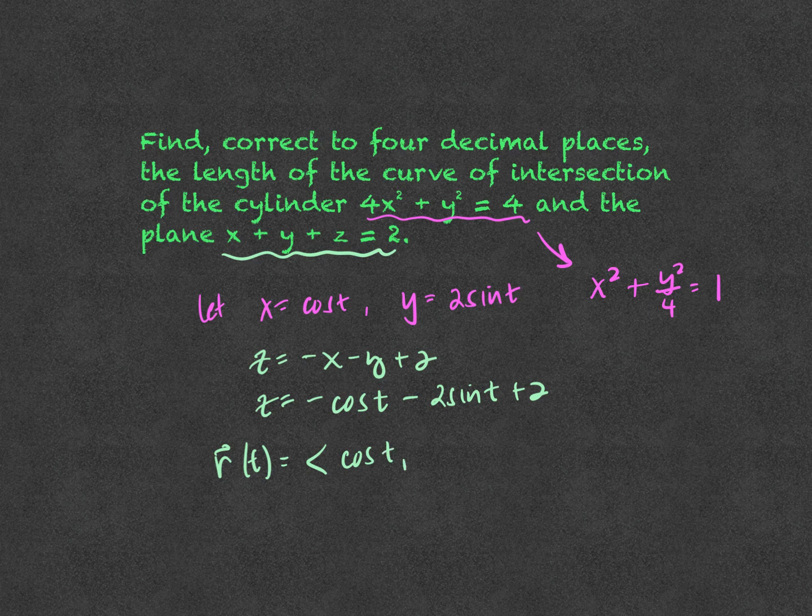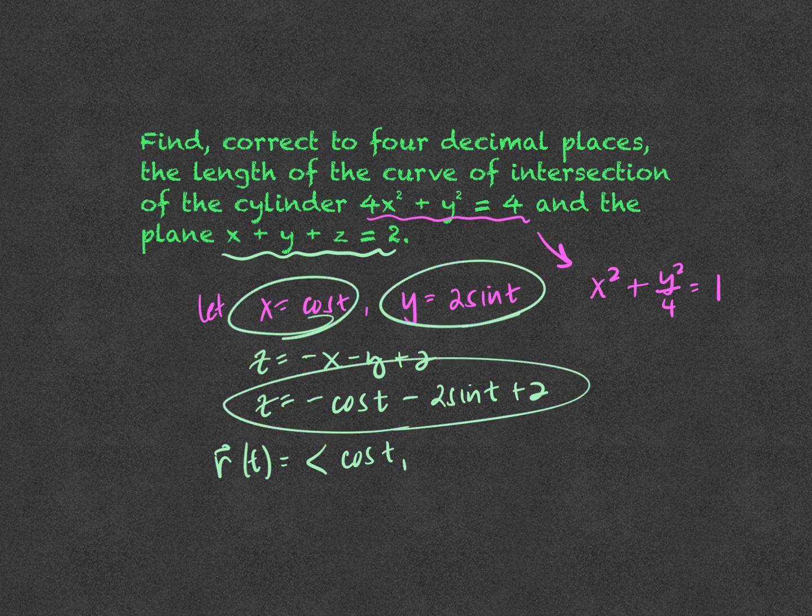So our vector for the intersection of the two curves, the first component is cosine of t, that's our x, because we have our parametric equations here, like we did in the last one. So y is 2 sine of t, and z is negative cosine of t minus 2 sine of t plus 2. So then you're asked to find the arc length, and I think that you can do that. I just wanted to help you get the setup of this because it's a little interesting. So then you'll find the derivative of the vector r, and you'll find arc length from there.